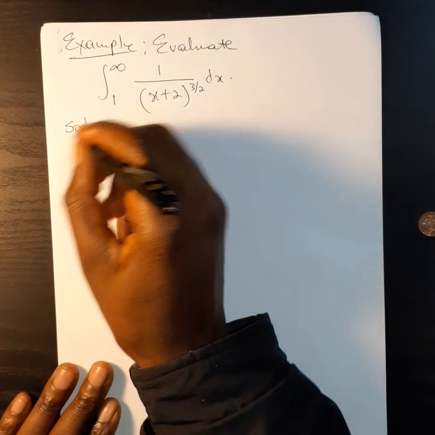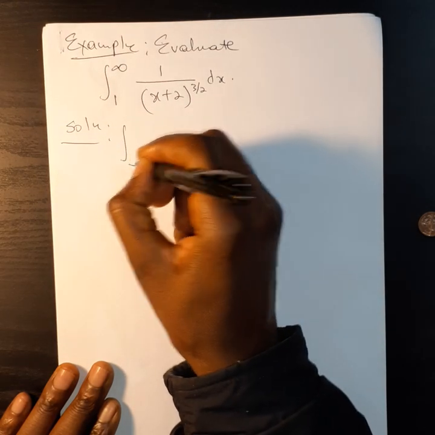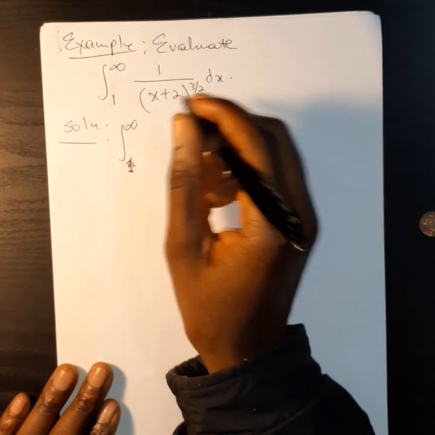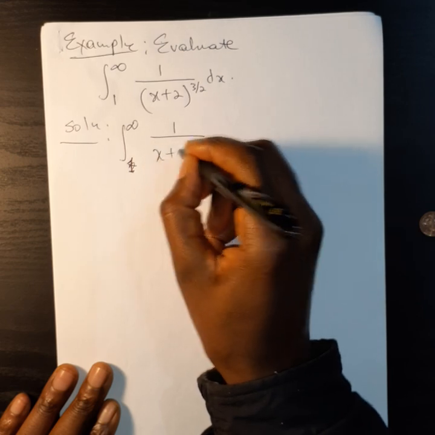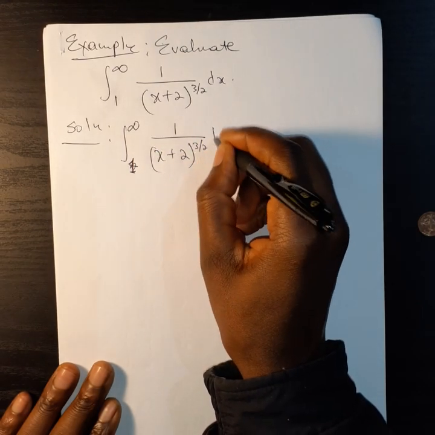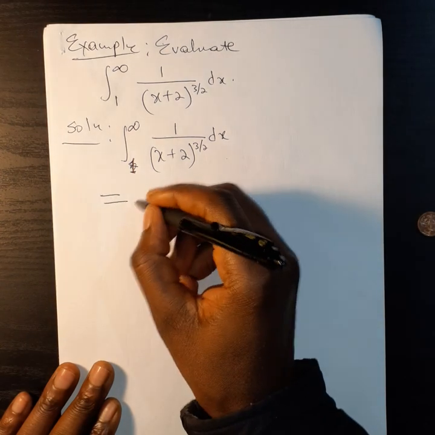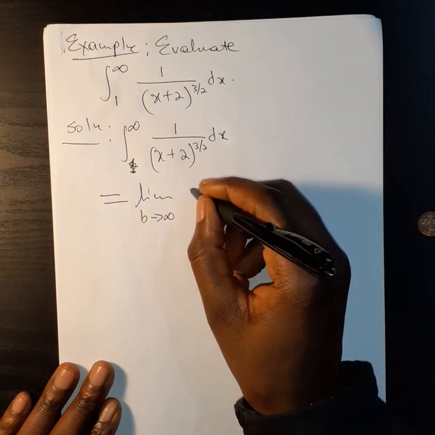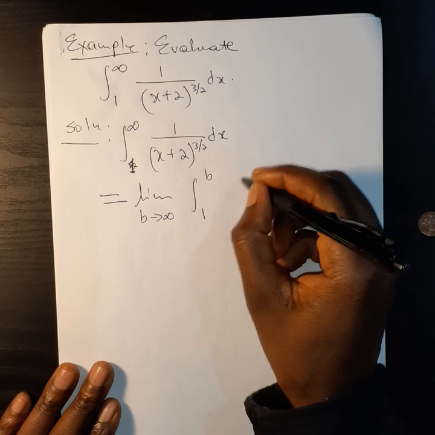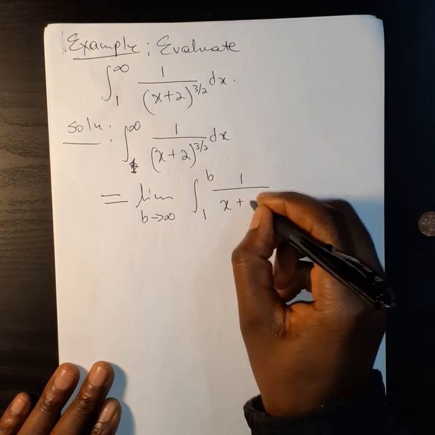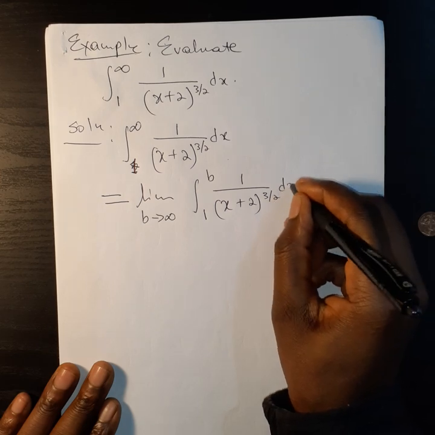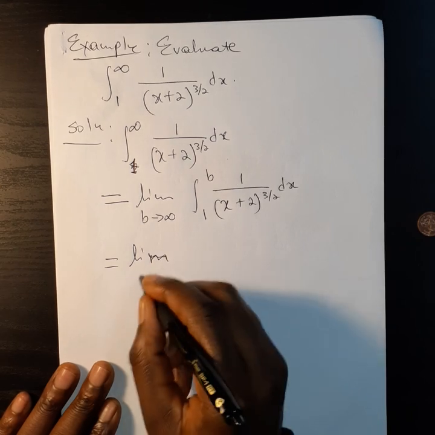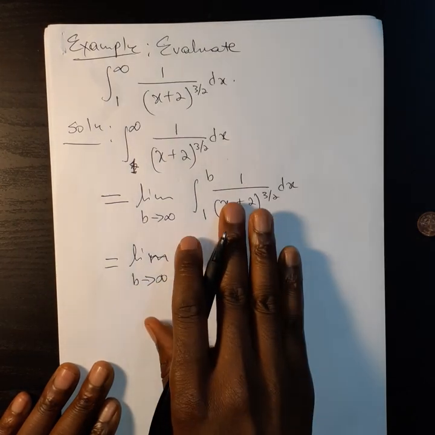So as a solution, we observe that the integral from 1 to infinity of 1 over (x plus 2) to the power 3 over 2 dx is equal to the limit when b is approaching infinity of the integral now from 1 to b of 1 over (x plus 2) to the power 3 over 2 dx, like that. Then we evaluate the limit here.